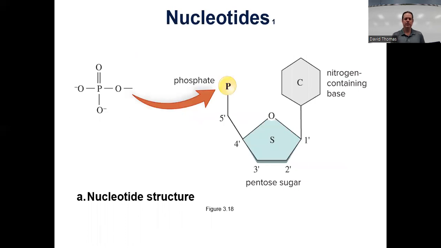Here's just a simplistic structure of all of this we just said. Remember the functional group up here, the phosphate group. A nucleotide, by definition, is going to have the nitrogen-containing base, a 5-carbon pentose sugar, and then the phosphate. One way to remember this is the television station PBS: phosphate, base, and sugar. Maybe that'll help you remember what has to be present in a nucleotide.